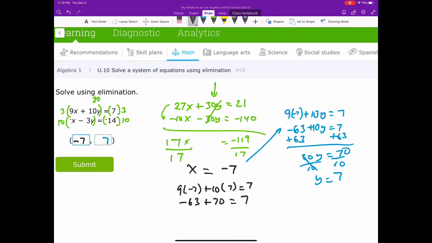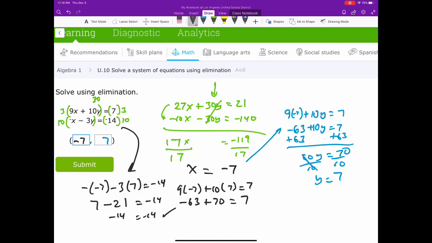Since we have a little time, I'm going to go ahead and try the second equation. Negative x minus 3y. Does that equal negative 14? Right? This is my second equation. That's 7 minus 21. Does that equal negative 14? Well, yeah, it does. Negative 14 equals negative 14. And we're good. Right? 7 equals 7. And we're good here. So either way, I would recommend just check it.